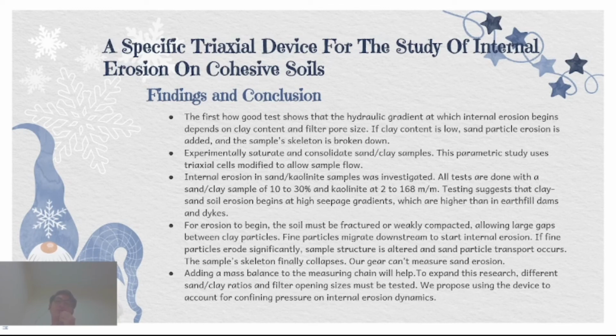the tests show that the hydraulic gradient at internal erosion depends on clay content and filter process. If the clay content is low, the sand particle erosion is added and the pore skeleton is broken down. The erosion begins when the soil is fractured or weakly compacted, allowing large gaps between clay particles. If the sample cannot be measured by this device, adding a mass balance to the measuring chain will help.